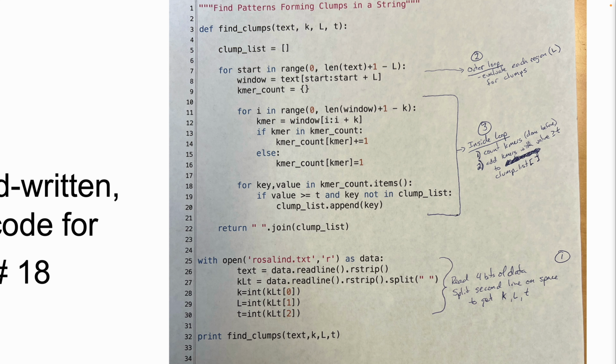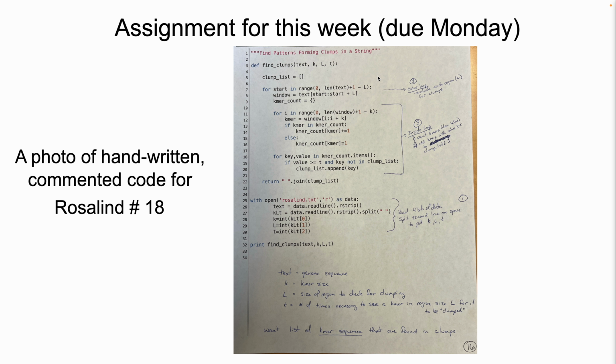So that, I haven't posted it yet, but that'll go up by lunchtime probably, to a place for you to upload that picture, okay? So then you're just going to use your phone, whatever, take a picture of the printed out, written comments version of Rosalind number 18. So that's the assignment.